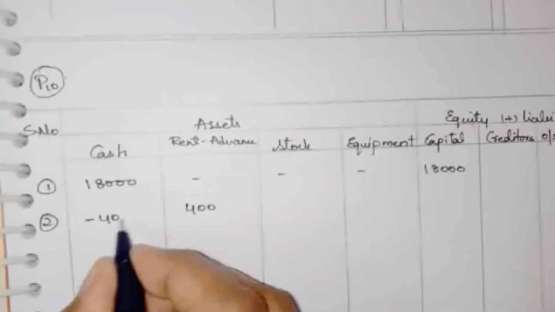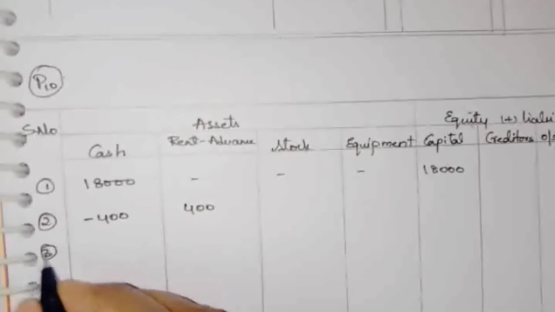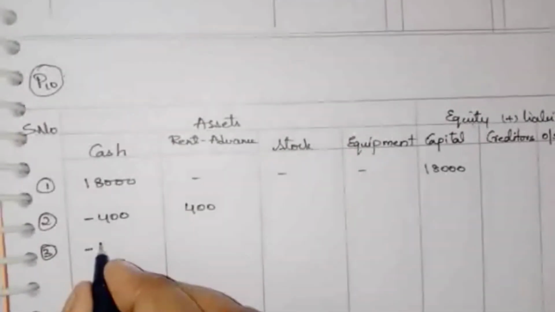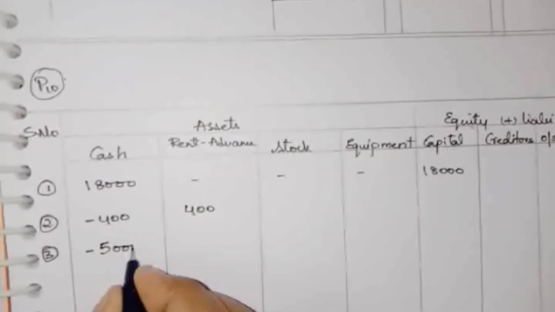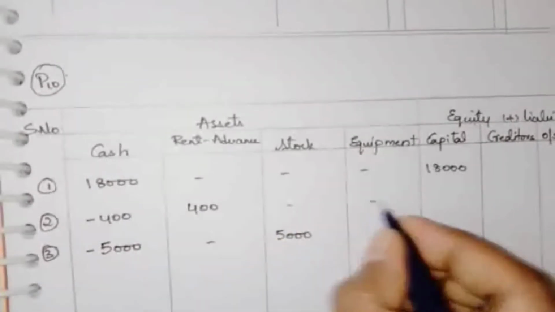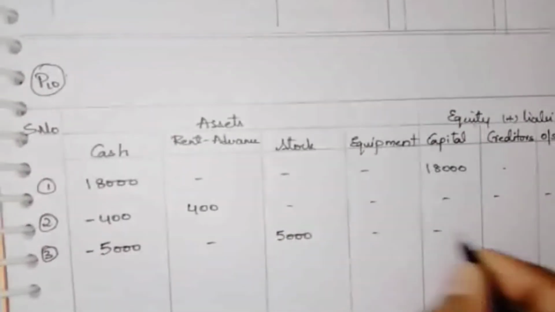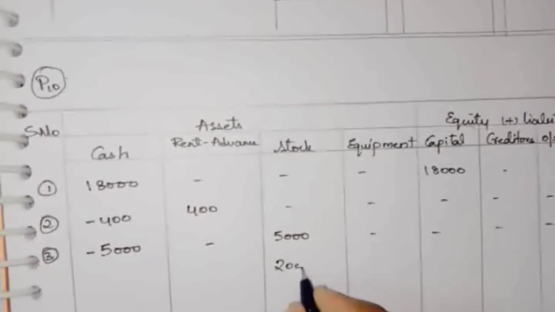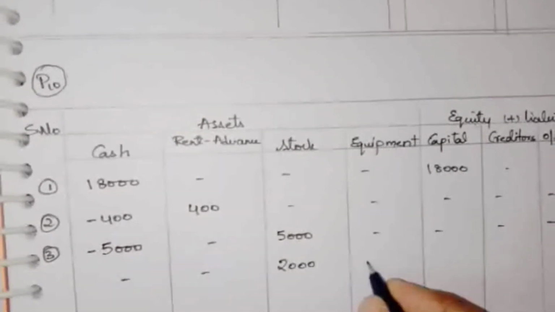Cash and capital add up. And second one, paid rent in advance, that is 400. It is a future liability we are paying today, so therefore it will become an asset to the business. And the next one is purchased goods for cash, that is 5,000. Stock is coming in, cash is going out, so add up the stock and reduce the cash.